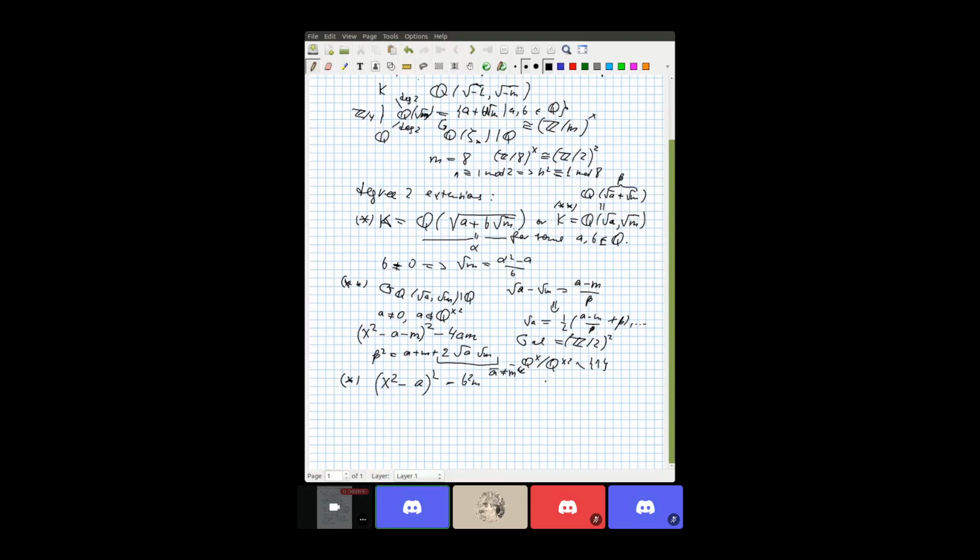But what are the roots of this polynomial? The roots are alpha, minus alpha, and alpha prime, which is something like the square root of a with minus instead of plus, and minus alpha prime. So the question is what is the Galois group of this extension or of this polynomial?